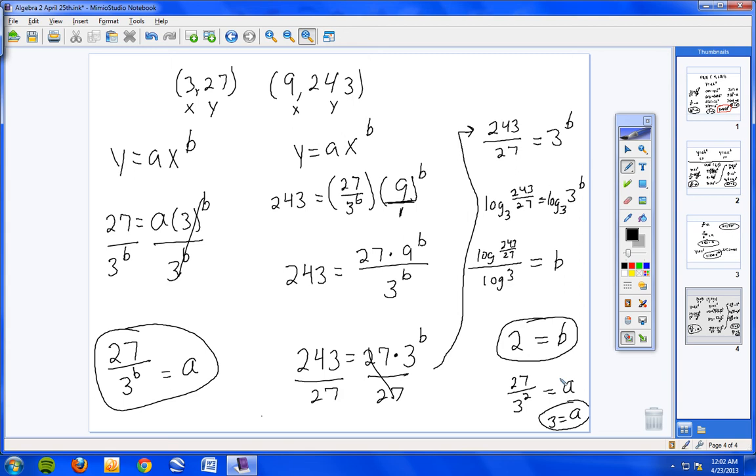So you know what a is, you know what b is. Here's your model right up here. I'm going to go and switch over to red ink so we know where the answer is. So write your answer. Your answer is y equals, and then a is 3, and then x to the b power, and b is 2, squared. There's your answer. You did it.